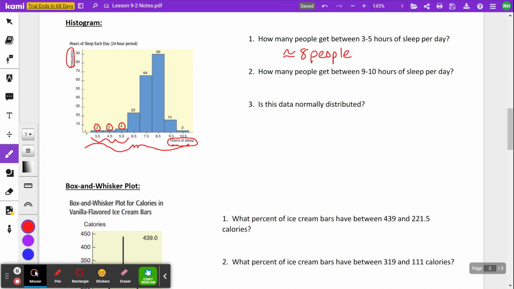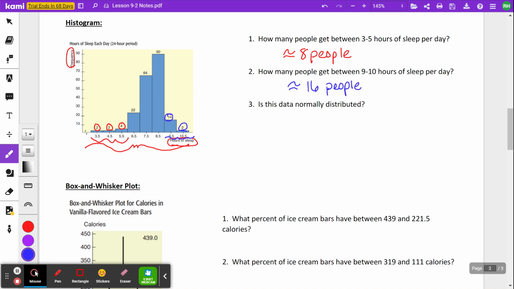Okay. So same thing on the next question. It says how many people get between 9 and 10 hours of sleep. And again, this down here is going to tell you that we have 14 and 2, so about 16 people.